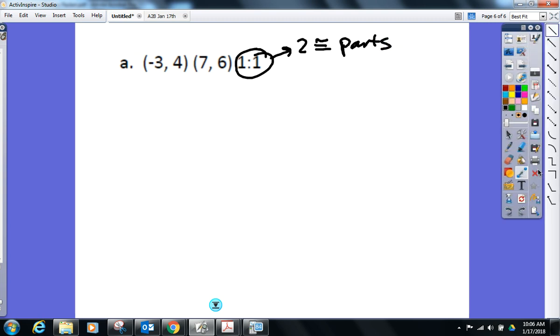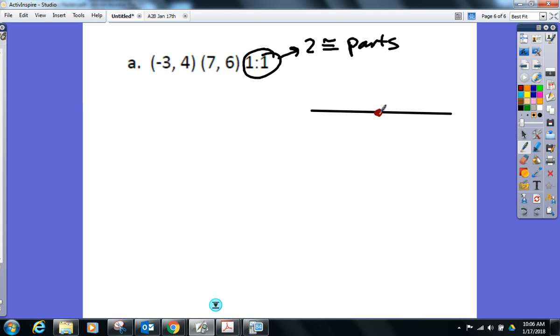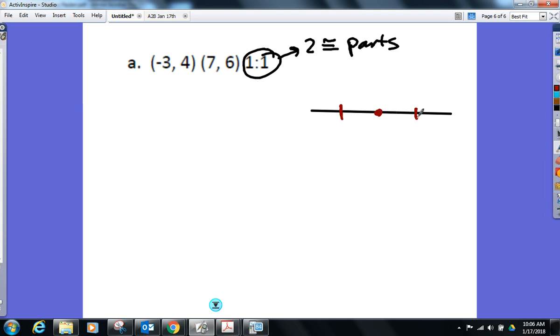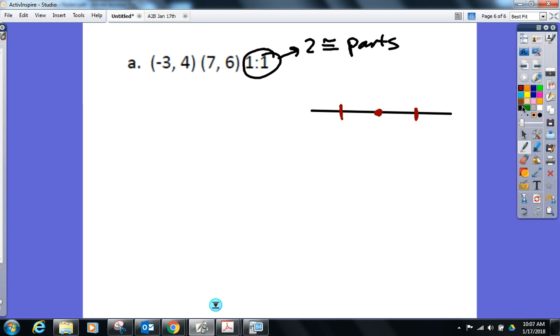Real quick, just a little visual of what we're about to do. We're trying to find the point that breaks it up into two congruent parts. What's another name for that point I'm asking for? That's the midpoint, right? So I can do it. Do you want me to do it, or do you want me to go through the whole partition? Yep. Okay. No problem. Here we go.